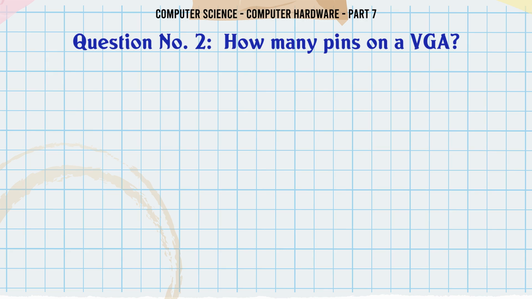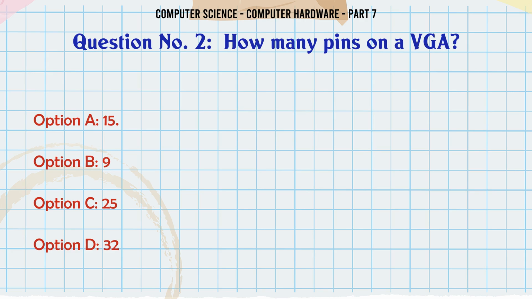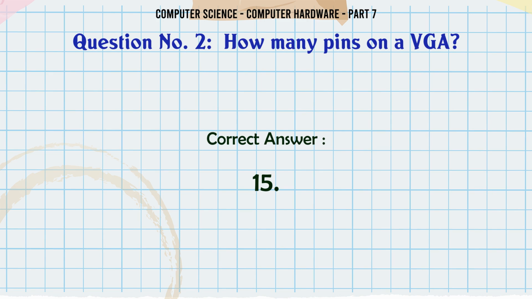How many pins on a VGA? A. 15, B. 9, C. 25, D. 32. The correct answer is 15.